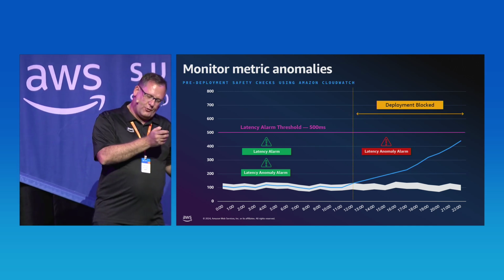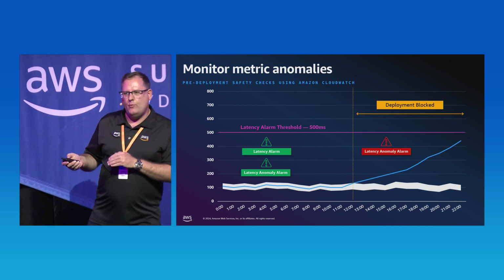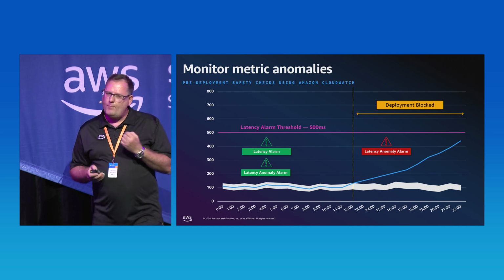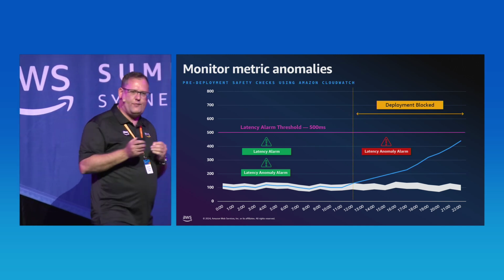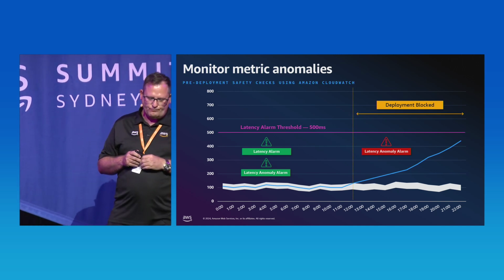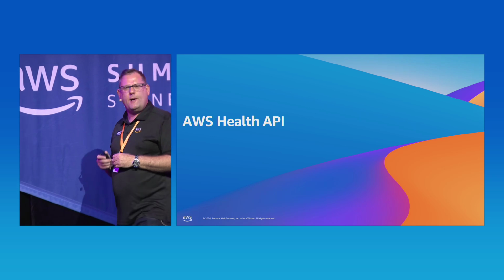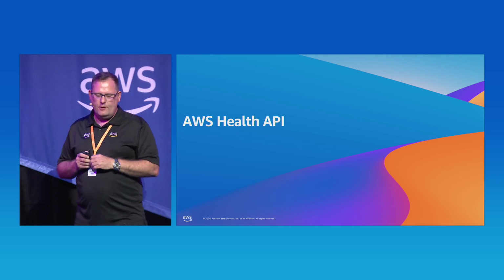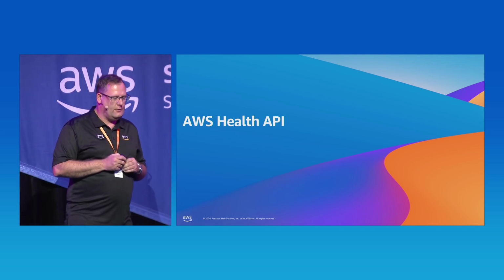Again, it's possible that this was safe to deploy and would have contributed to overall impact, but we want to favor deployment safety over velocity. So let's talk about extending these pre-deployment safety checks with AWS Health API.